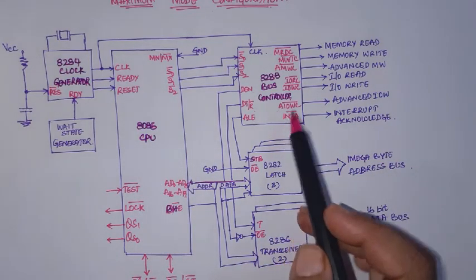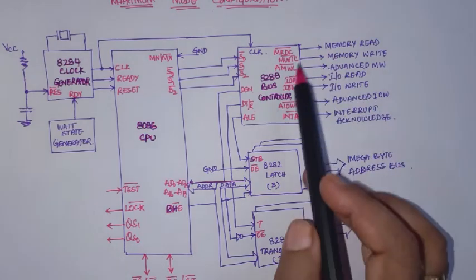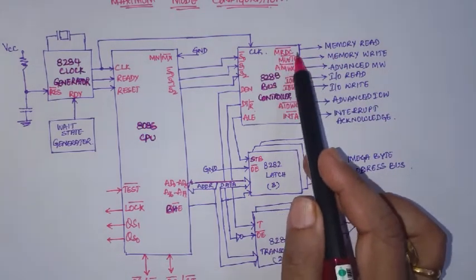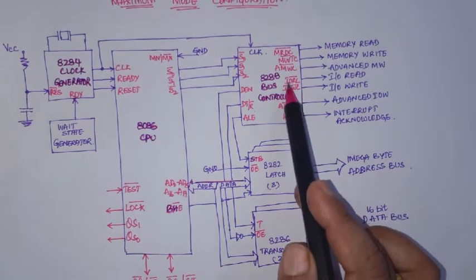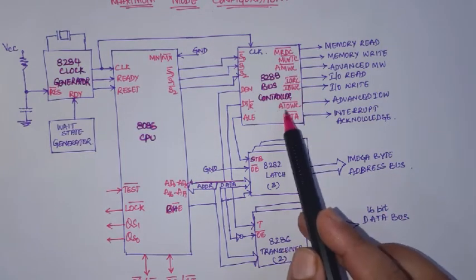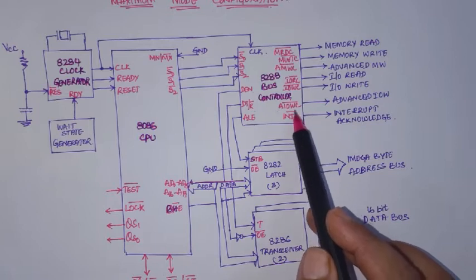Along with these, you can see you have memory read cycle, memory write, advanced memory write, IO read, IO write, and advanced IO write. This is a one T clock pulse.